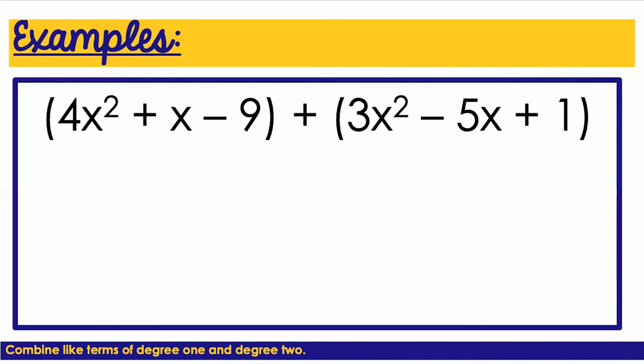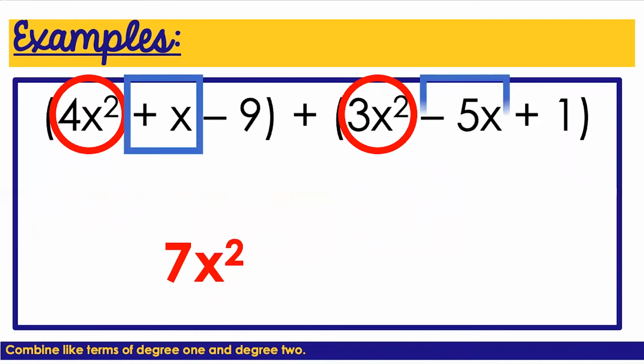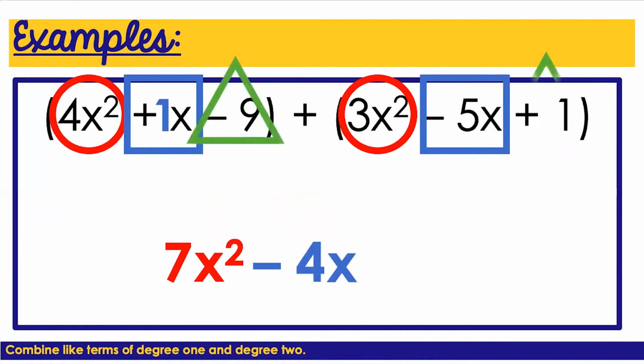This is the format they're going to be written in when they're on the STAAR, but even though there's parentheses there, kids just don't know what to do. Circle the 4x squared, that gets combined with the 3x squared. 4 plus 3 is 7, bring over the x squared. Now we're moving on to the single variables. We have the plus x, we have the -5x. Put the 1 in front of the x. 1 plus -5 is -4, bring over the x. And then lastly, our constants, -9 plus 1, and that gives me a -8. Final answer is 7x squared minus 4x minus 8.